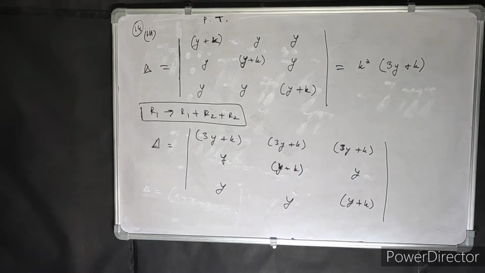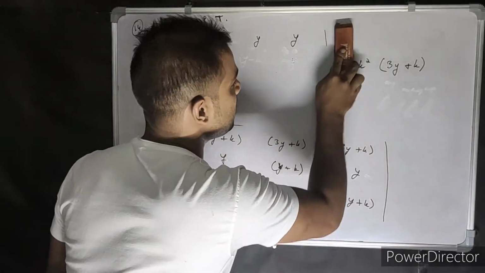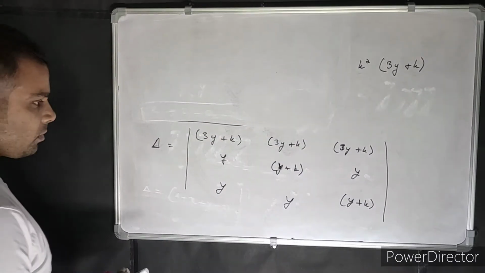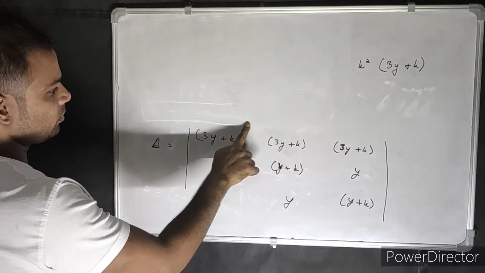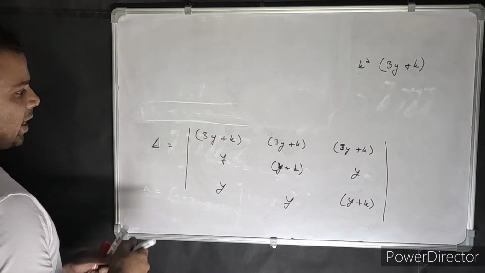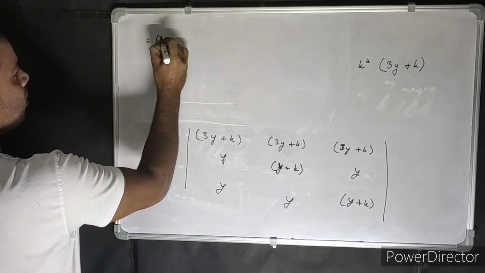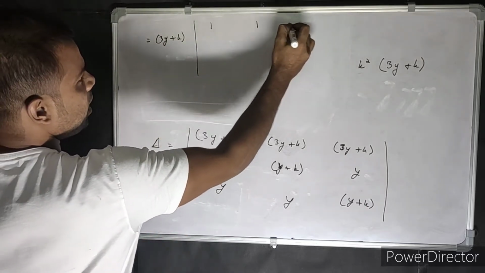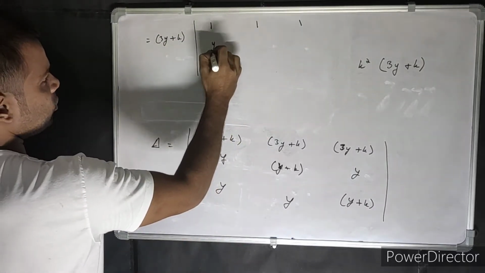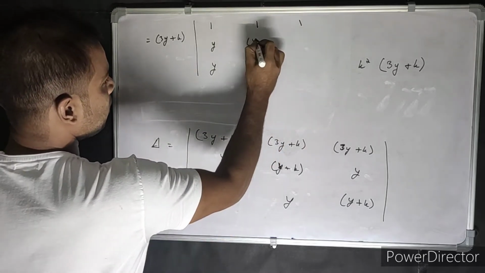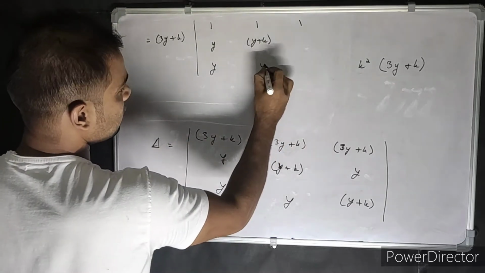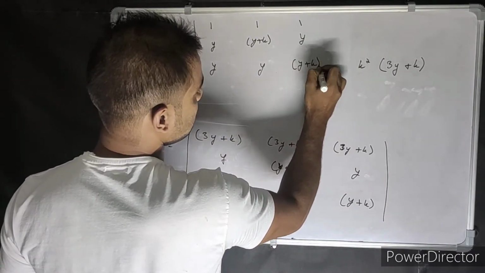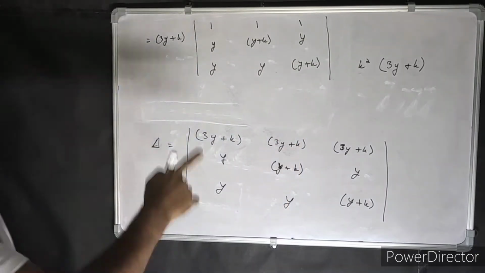Take it out and write it outside the determinant sign. So that is 3y plus k came out. This is 1 1 1. This is y, this is y, this one is y plus k. This one is y, this is y, and this is y plus k. That's what you have to prove.